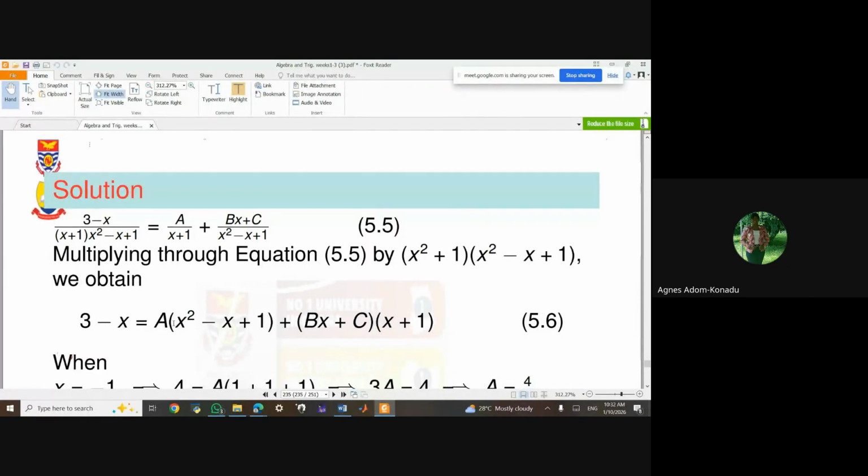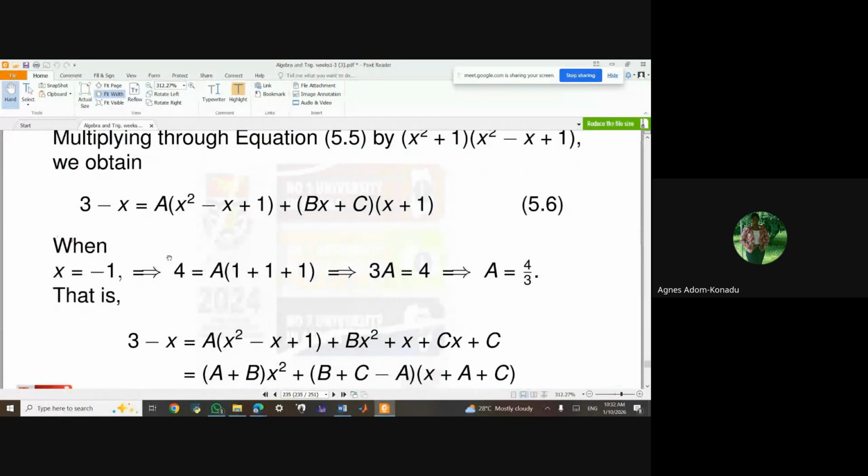So I expand, I'm going to get A into (s squared minus s plus 1), and this will give me (Bs plus C) into (s plus 1). Okay, so when s equal to -1, this side will go to 0. Then this will give me 4. I can solve this. This will give me 3A, so my A will give me 4 on 3. You have A equal to 4 on 3.